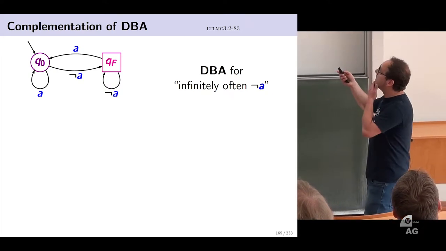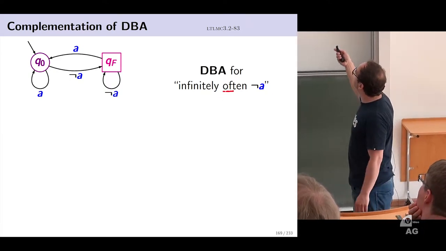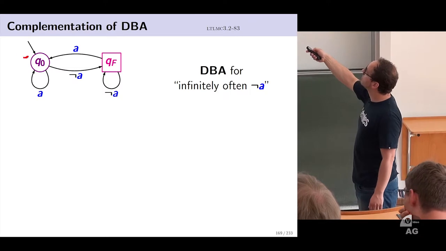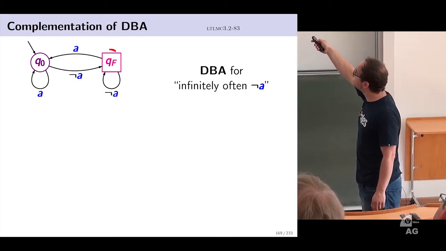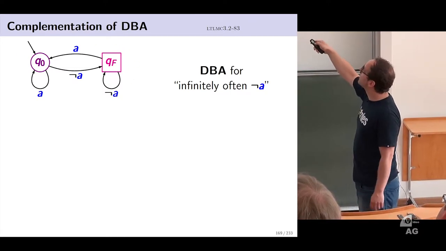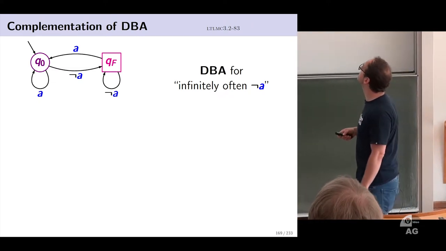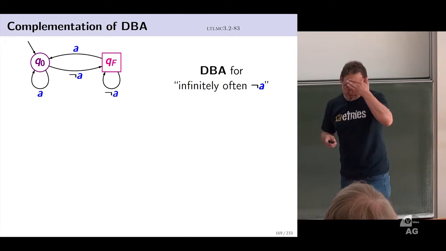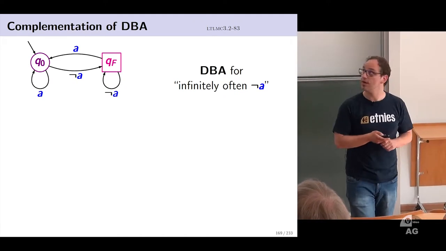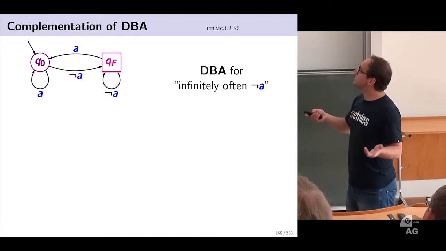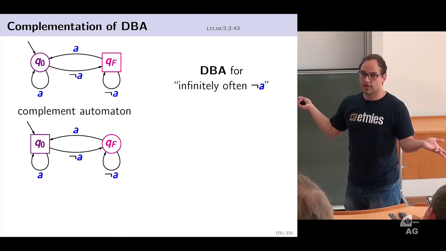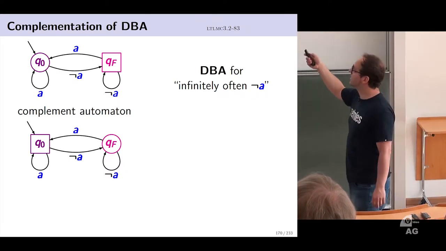And let's look at this example. This is a DBA for the language infinitely often not A, right? Because we need to see this state infinitely often, and we can only go there via not A. So I hope it's clear that it's infinitely often not A, the language that is recognized by this automaton. And let's just invert the acceptance set, just like we did for DFA, and then we get this automaton.